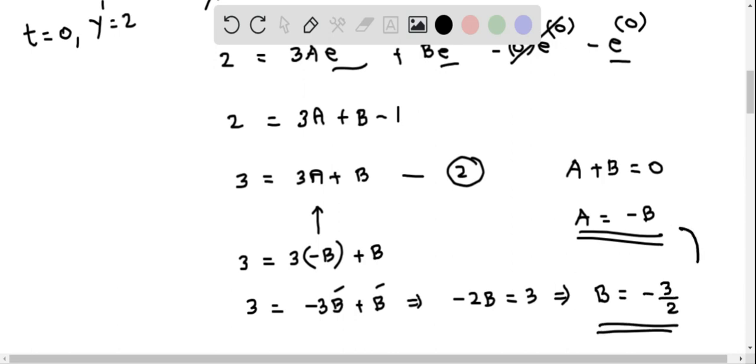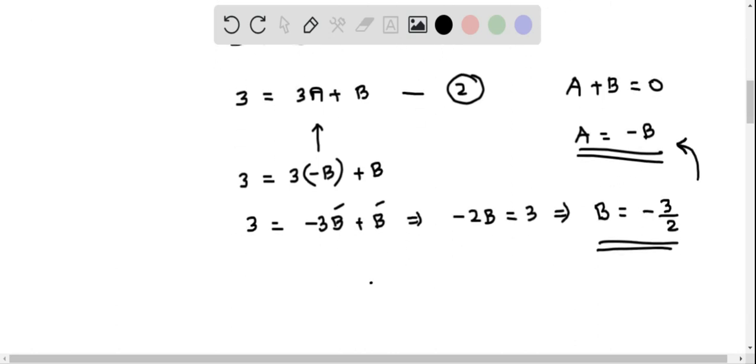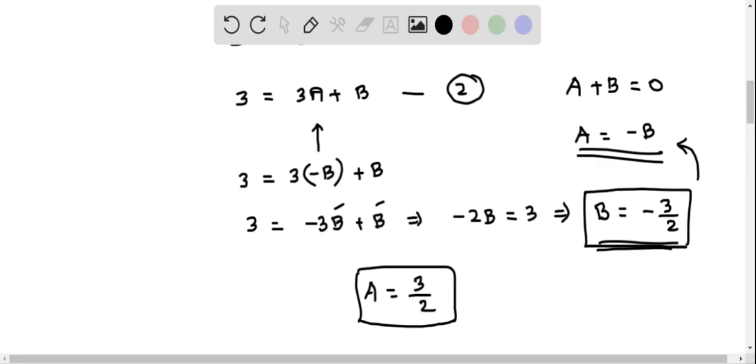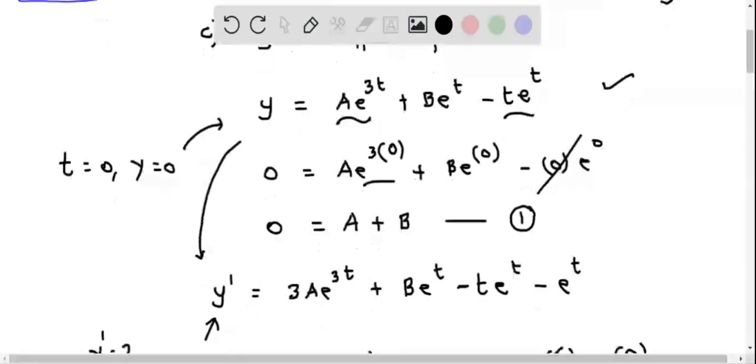Now, if we replace b by negative 3 by 2 into this equation, we get a equals positive 3 by 2. So thus we have determined the values of a and b. a equals positive 3 by 2 and b equals negative 3 by 2. So therefore we can replace this into the exact solution.